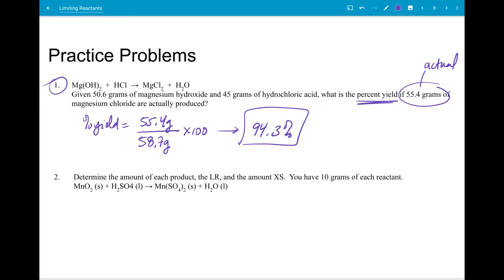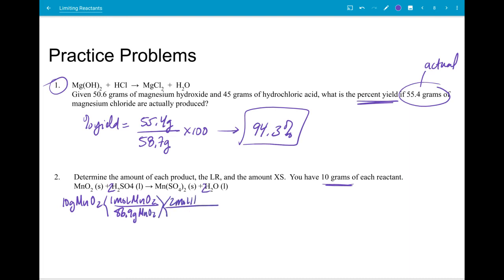For this next one, determine the amount of each product and the amount of excess. You have 10 grams of each. The reaction is not balanced, so always double check that. So I'm just going to go ahead and write my work. I'm going to take my mass of my first given to find my second given, so I can use that to compare.